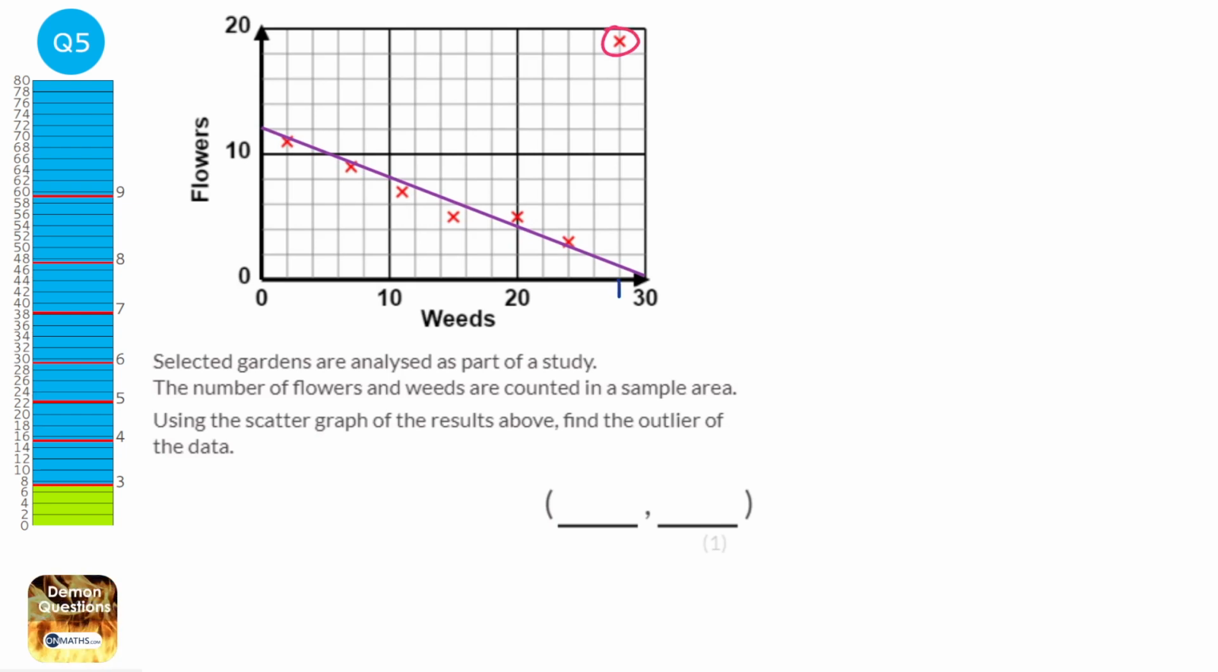So we know that these are going up in 2s. So this will be 28. So the x-coordinate will be 28. And this will be 19. So our coordinate will be 28, 19 for our outlier.